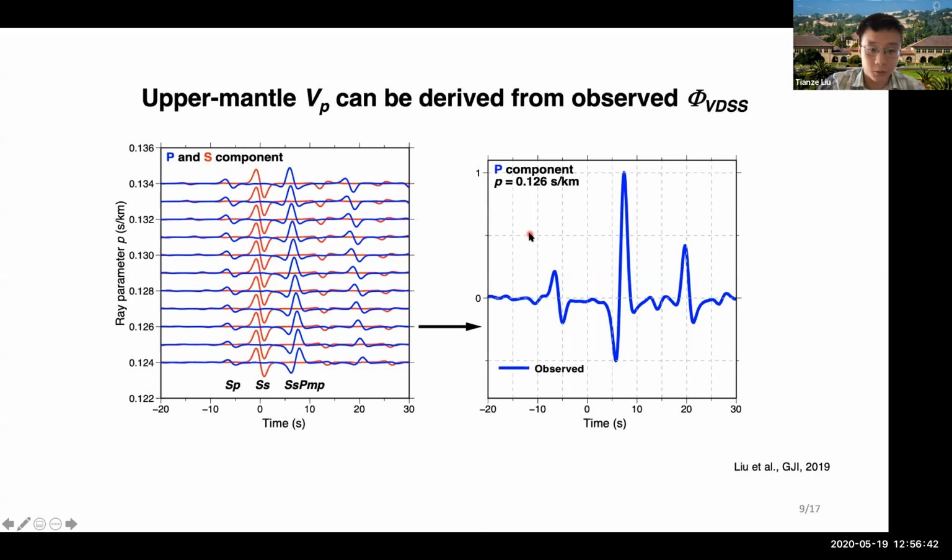And as we mentioned before, we can fit the SSPNP waveform in order to derive phi VDSS and T VDSS. Here is an example. The blue one is the observed P waveforms, and the black one is the best fit one. From this waveform fitting, we can get our T VDSS at around 7 seconds and phi VDSS at 130 degrees.